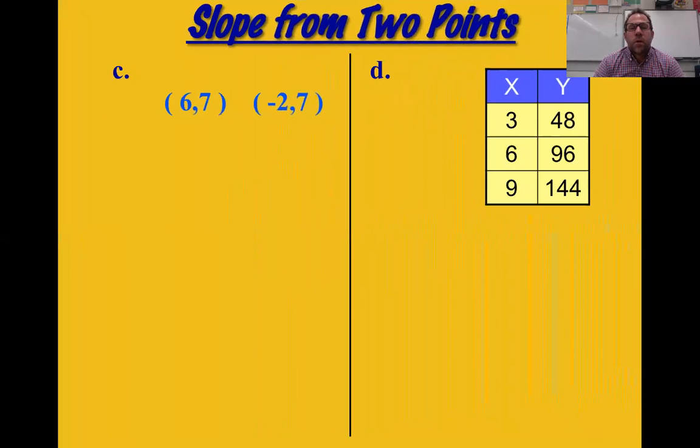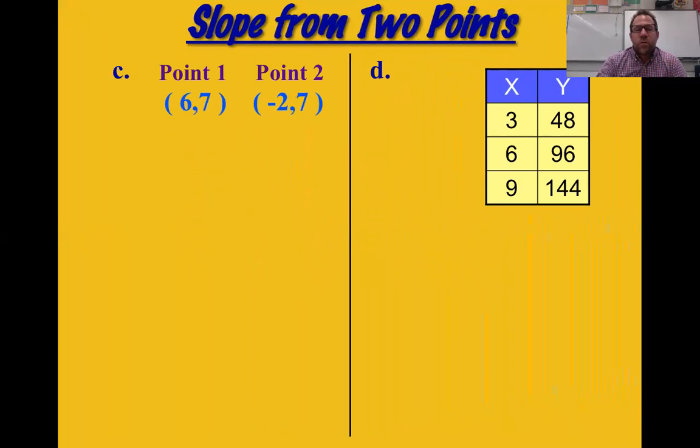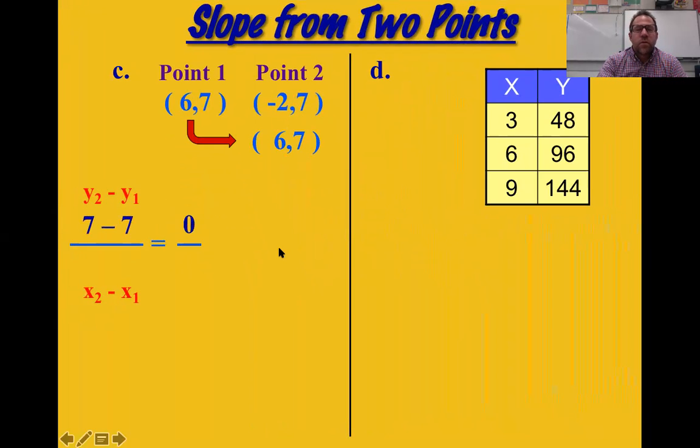Oh, 2 more. Okay, what's that first step? First step is to label your points, point 1 and point 2. Go ahead and list out your formula. Then our next step is to do the stack strategy. And then we want our y values. So we're going to go 7, take away 7. That's easy, 0. And then -2 minus 6.